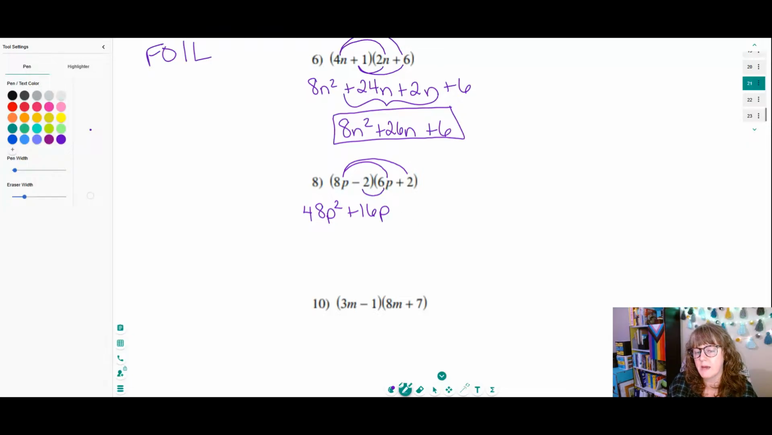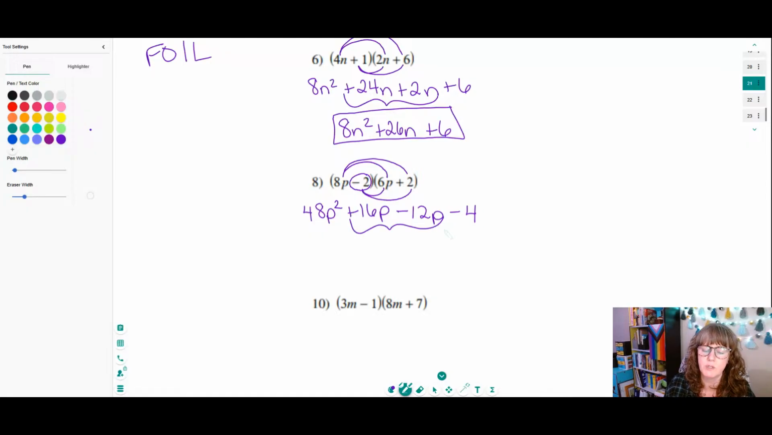Then we're going to multiply our negative 2. Remember that whenever you have a subtraction sign in front of a number, that gets carried with that term, and we treat it as if it's negative. So negative 2 times 6p gives us minus 12p. And then negative 2 times positive 2 gives us negative 4.